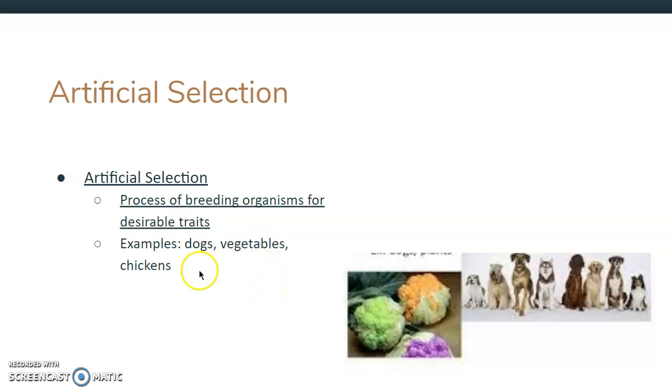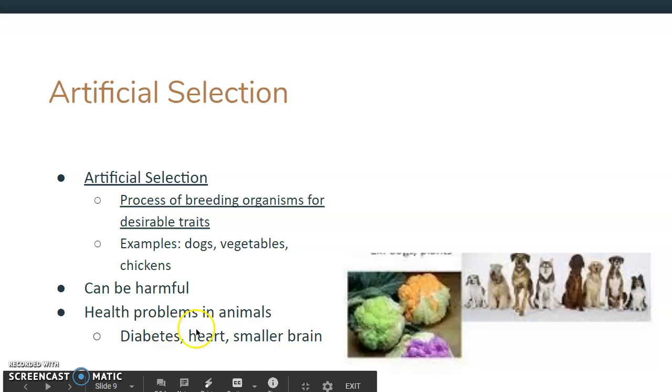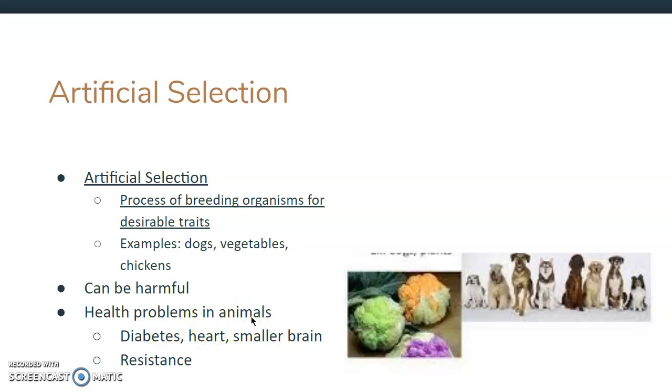Vegetables are the same way. If we want to maybe have something that produces more peas or more corn kernels or whatever. And the important thing though is artificial selection can be very harmful. It can cause health problems in animals such as diabetes, heart problems, and even a smaller brain. And it can also build a resistance.